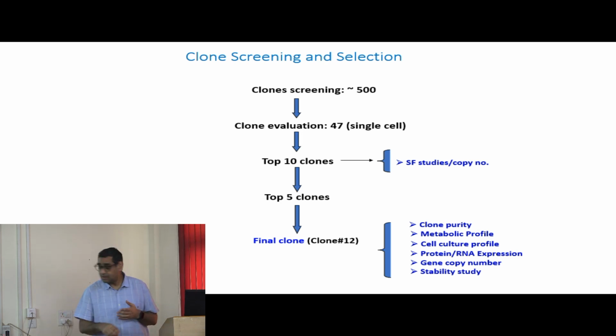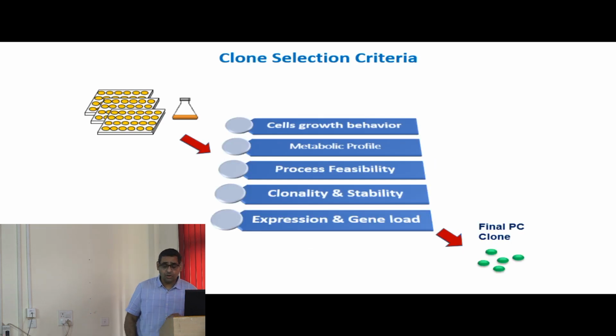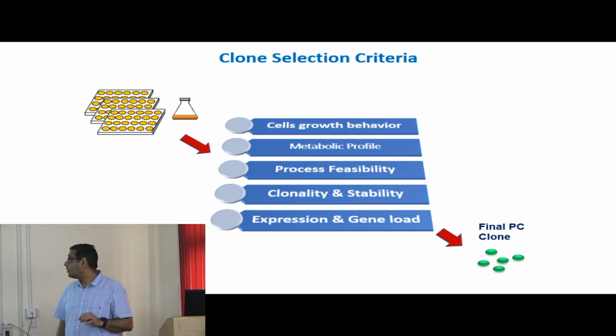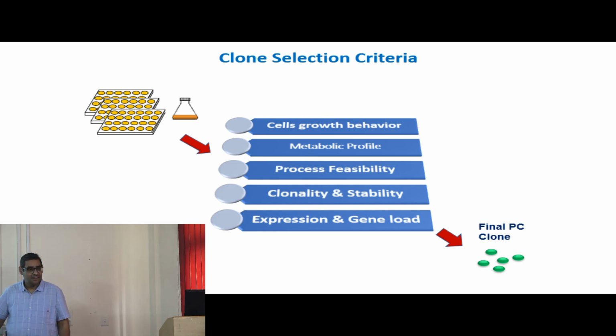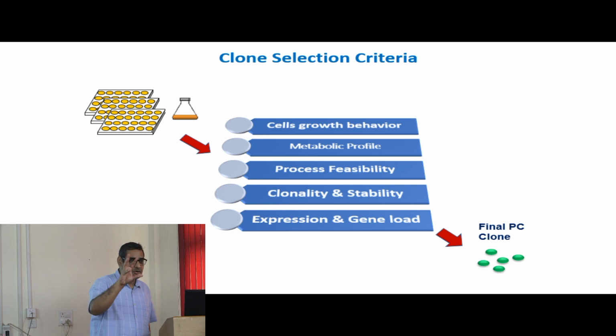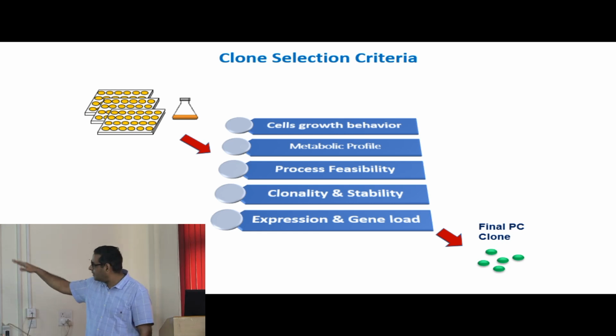So we go into clone processing. This is a flow chart for that. Please note it down. Then the clone selection criteria, going one by one. Clone selection criteria should be based on cell growth behavior, metabolic profile, process feasibility, clonality and stability, expression and gene load. If you see here, I have marked some cells green. Green means all good clones.